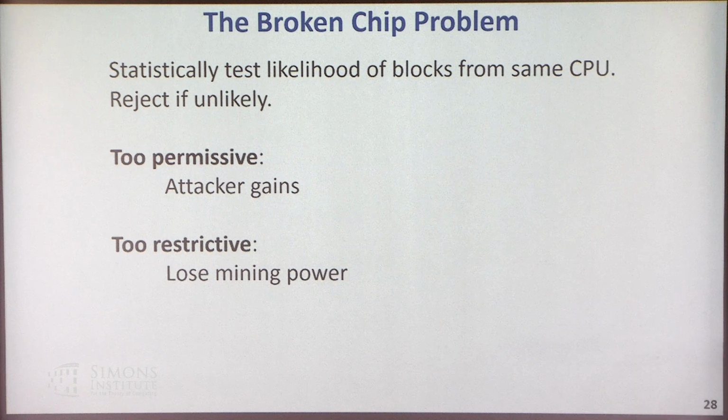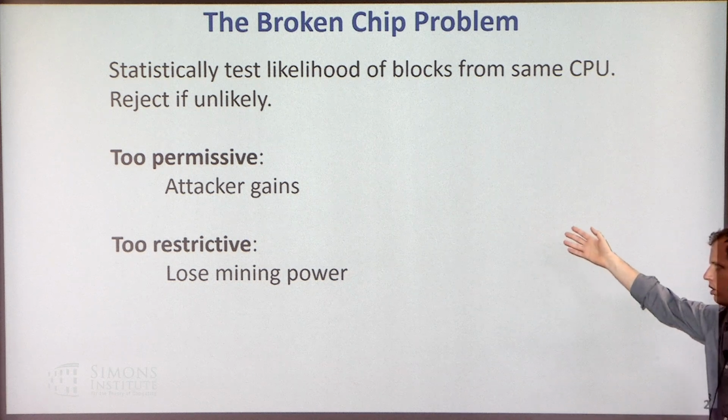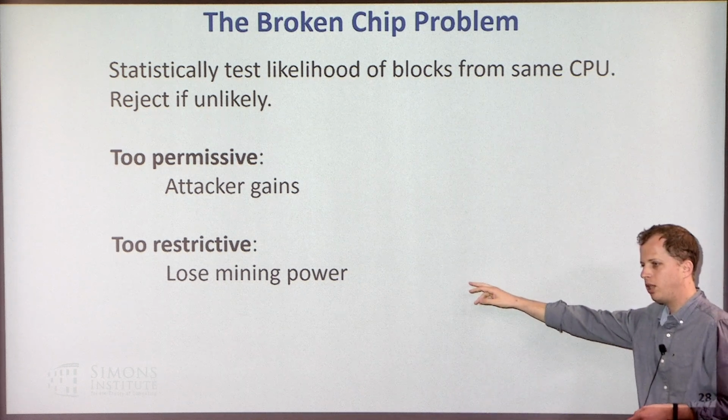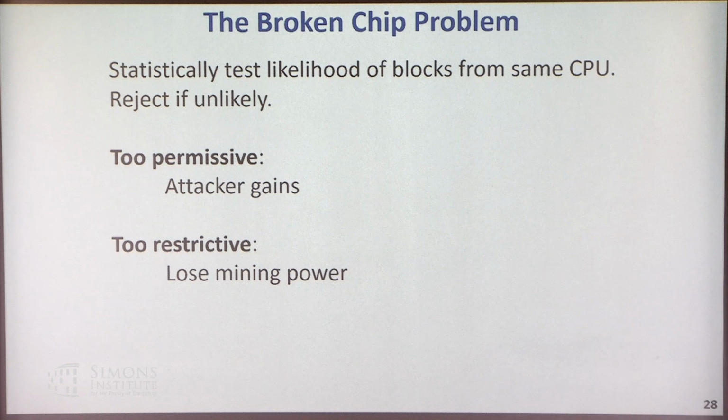So what we did is we created a statistical likelihood test that rejects blocks from the same CPU if they come at too high frequency. If you're trying to produce blocks at too high frequency, your blocks will get rejected. If we're too permissive, the attacker gains. If we are not being strict, the attacker can make many blocks and make a lot more money than they're supposed to. If we're too restrictive, there's always some chance that someone might get lucky, so we're causing them to lose money. And more importantly, we're reducing the security of the system because you're just throwing down the drain good work.